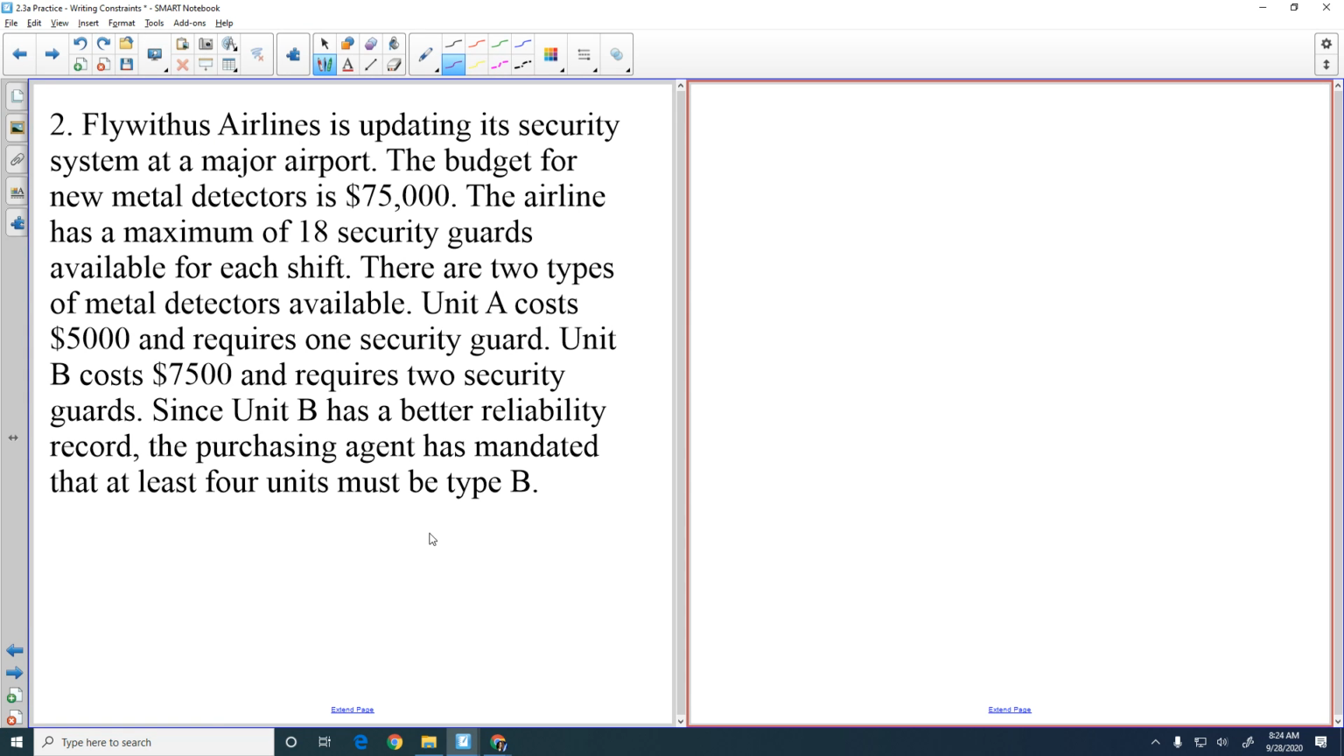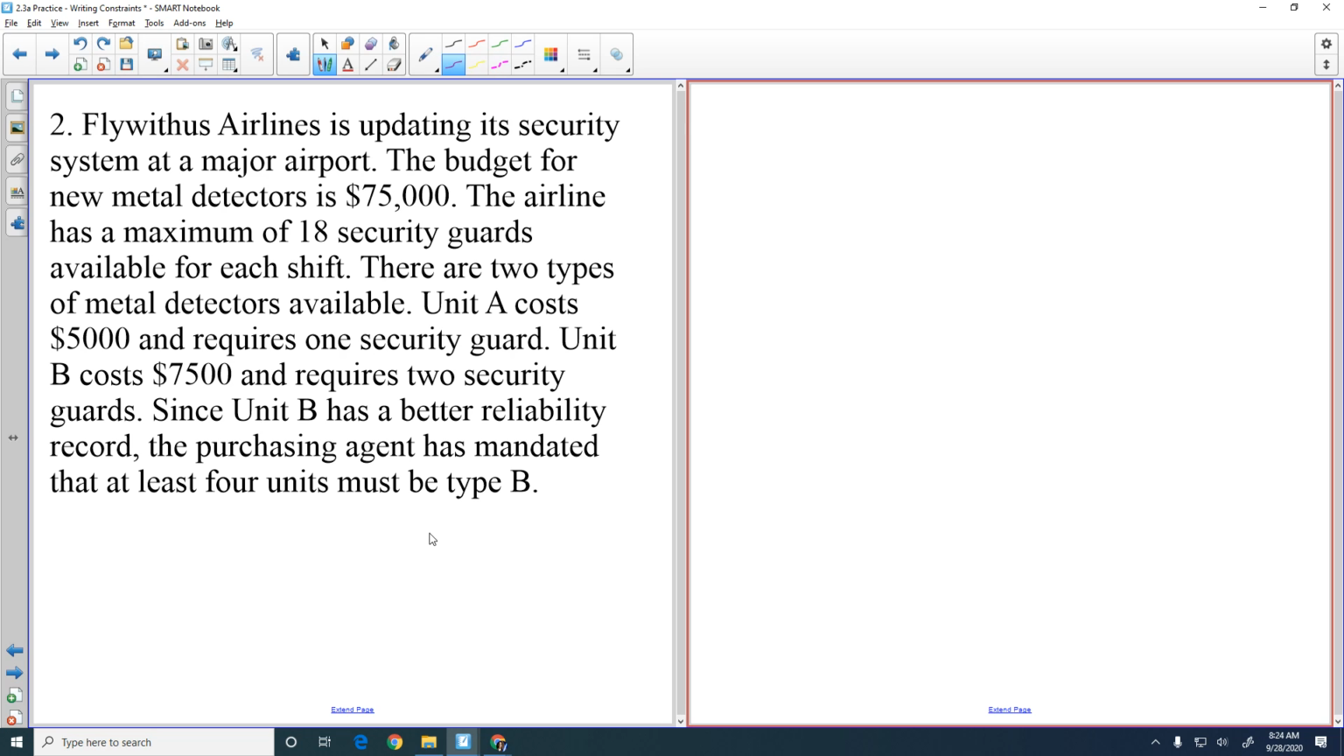So we've got Fly With Us Airlines updating the security system at its airport, and the budget for new metal detectors is $75,000. So the word budget just means like that's all the money that they have for this purchase. The airline also has a maximum of 18 security guards that are available to work each shift that have to be operating the metal detectors.